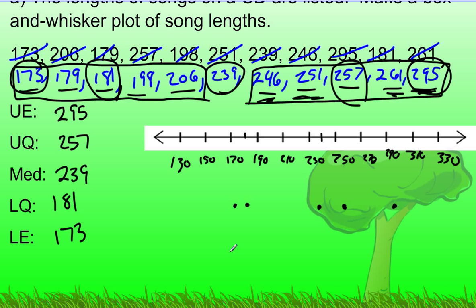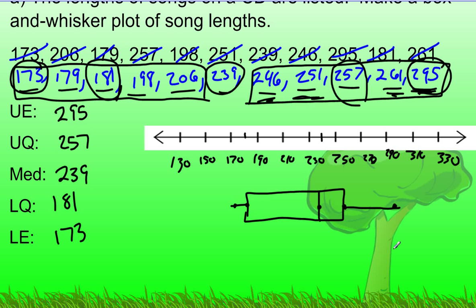So we have our 5 dots representing our 5 pieces of information that we found. The upper extreme, the upper quartile, the median, the lower quartile, and the lower extreme. The last step is just make it look like a picture. Make it look like a box and whisker. So we're going to add whiskers on the outside, box on the inside, and don't leave them hanging. Boom. We've got ourselves a box and whisker plot.